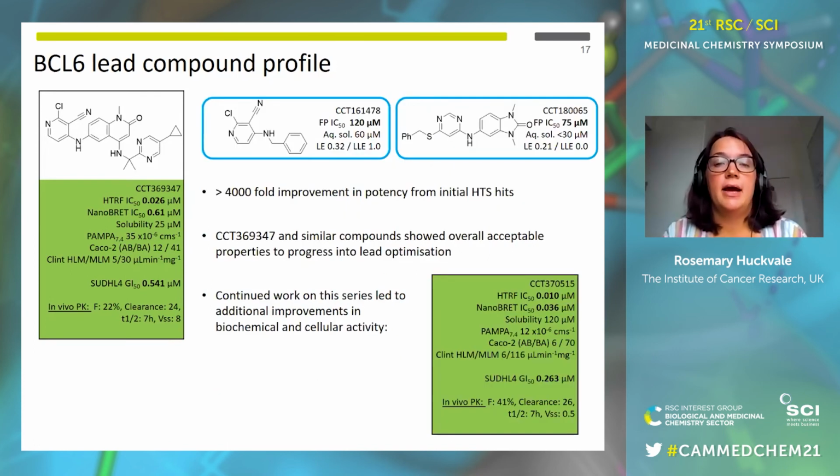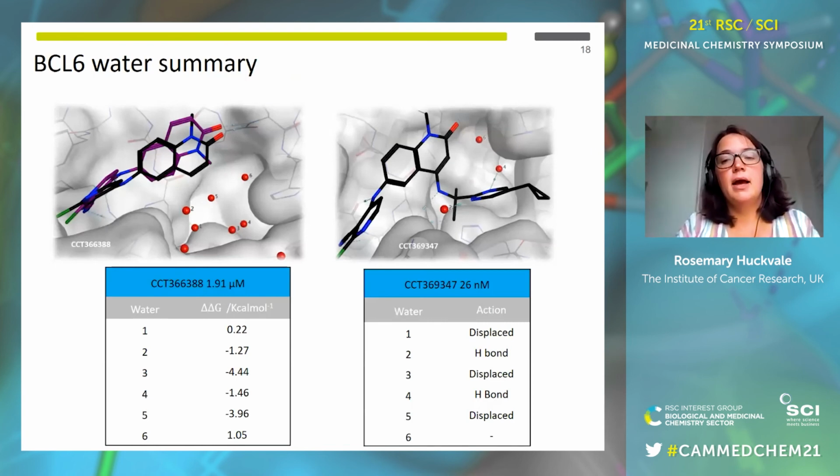As a summary of where we came from, we started with these 2 hit compounds from our initial high throughput screen. We've got a greater than 4,000-fold improvement in the potency, and this compound 347 and similar compounds showed overall acceptable properties to progress to lead optimization. We've continued to work on this series and have generated compounds with additional improvements in biochemical and cellular activity.